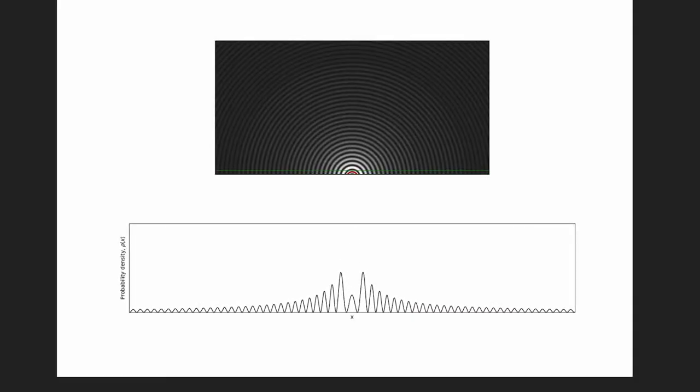Now we can put a screen at some position x2 and look at what happens with the probability density. That's this guy here, where the green line, which might be kind of faint, is going upwards. The plot on the bottom shows the probability density as a function of x. You can see we have some gaps showing up. This is an artifact of the fact that we're only picking a single energy, which in principle we're not really allowed to do.